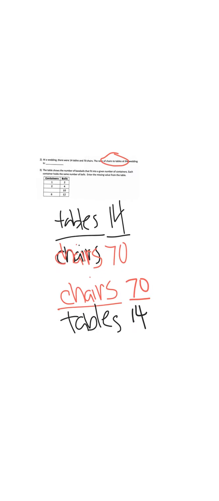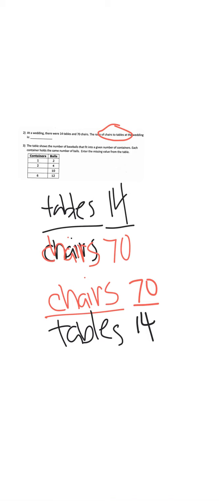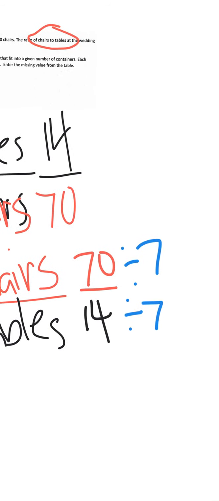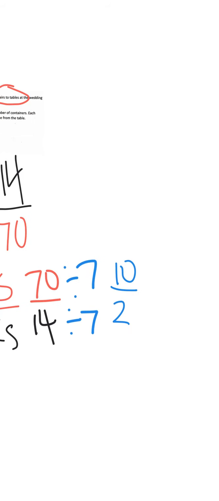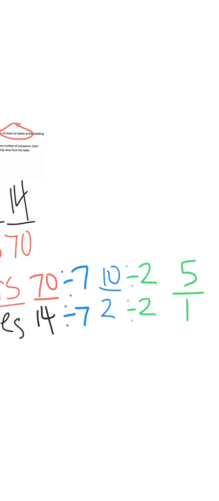All right, and then I'm not actually done here, because this could be simplified. So I could divide by 7. You could divide by 2 as well, and then divide it again afterwards. But the fastest way would be to divide by 7. If I divide the top by 7, I have to divide the bottom by 7, which means 70 divided by 7 equals 10, and 14 divided by 7 equals 2. But guess what? I'm not done, because that can also be simplified. So let's divide again. I can divide by 2, and I can divide by 2, and I get 5 over 1, right? So that's my new ratio.